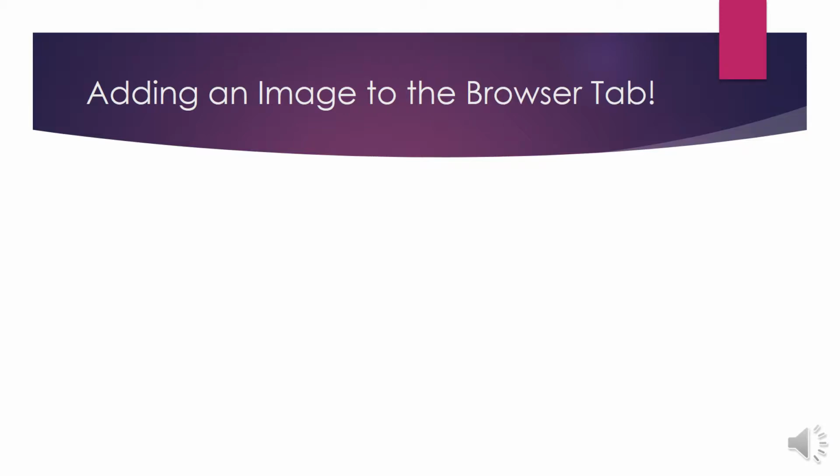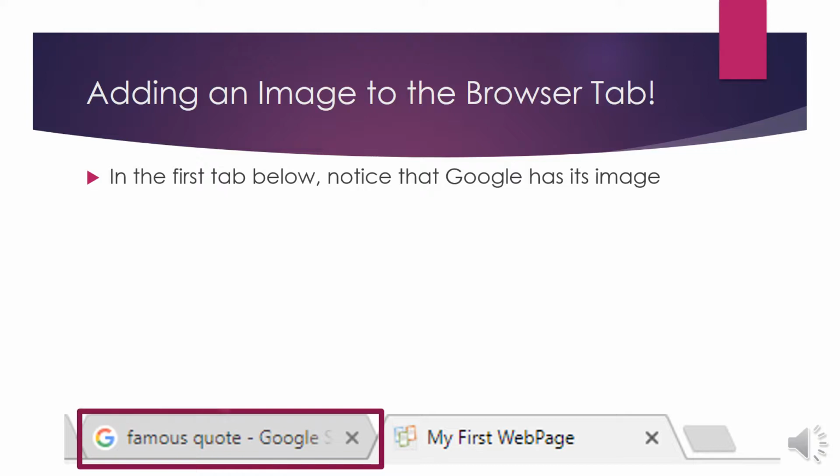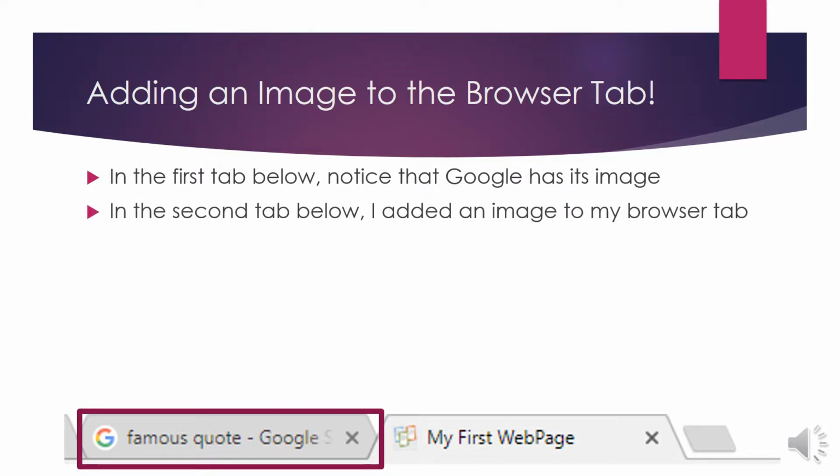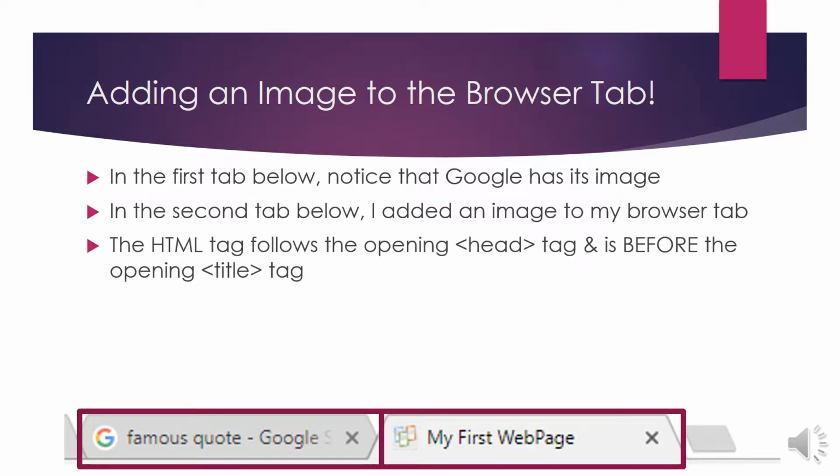Adding an image to the browser tab. If you look at the image below, you're going to see that the first tab has an image to it. That's the image that Google puts on. And then if you look at the second tab, I have an icon that I put on my first web page browser tab. The HTML tag follows the opening head tag and is placed before the opening title tag.